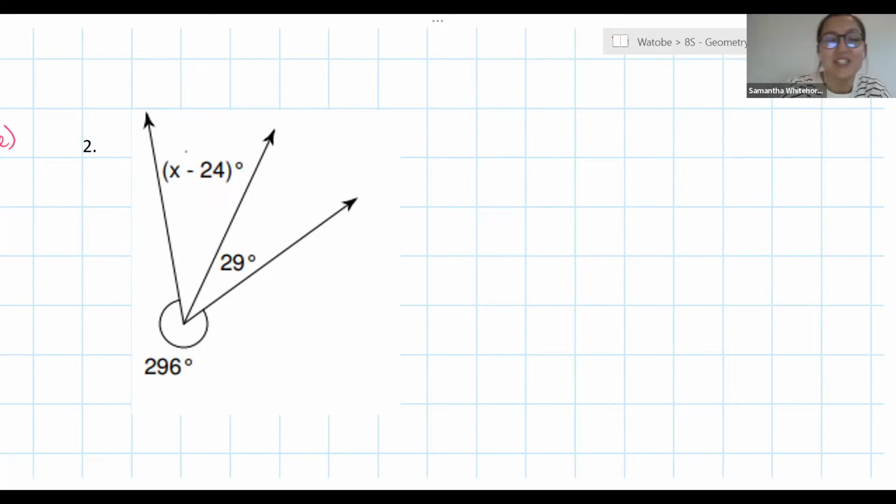Let's do this. And just so that you know, this x minus 24 is relating to the angle between those two arms. And then this 296 is this reflex angle over here. Okay, just so that we're all very clear on what these labels are telling me. But yes, exactly as Yolanda says, have a go. Remember your reasons. We don't do geometry without reasons. And let's see some answers.